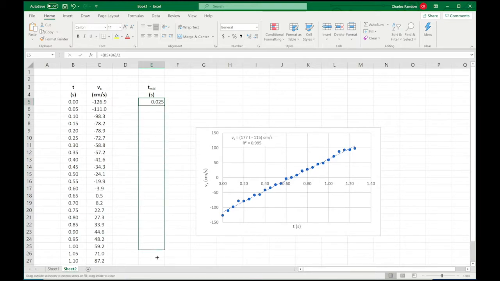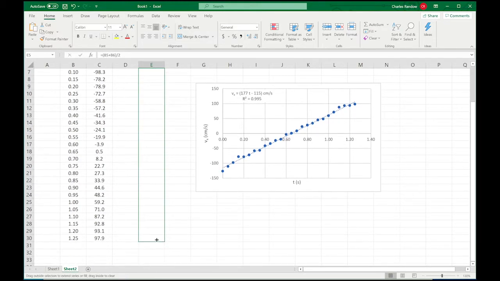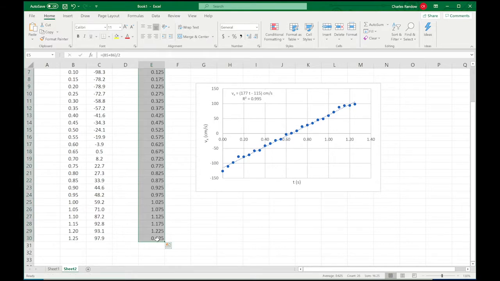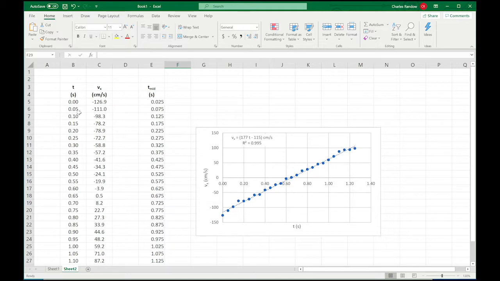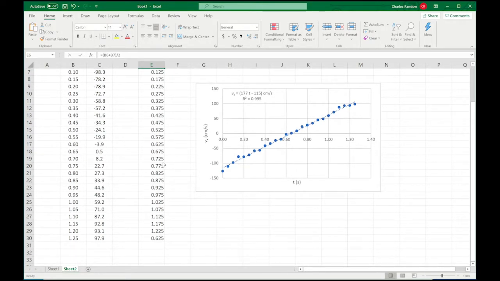So I can drag this down, and I'm going to drag it down all the way here just to make a point. So if you notice, the second time we have 0.05 and 0.1, so the mid-interval time is 0.075, and so on. But if you go down to the bottom, you'll see that suddenly the time drops. And the reason for this is if we look at it and click up here, now we're adding the mid-interval between 1.25 and basically nothing.